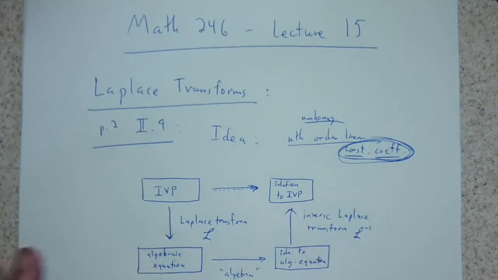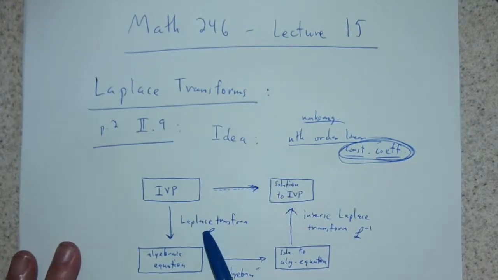We're doing this process. So the IVP gets hit with the Laplace transform and turned into an algebraic equation. The algebraic equation gets solved by basic algebra, and then that solution gets hit with the inverse Laplace transform to take you back to the solution to the original thing you wanted a solution for. Okay. All right.